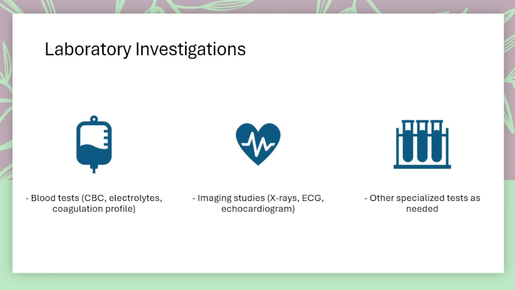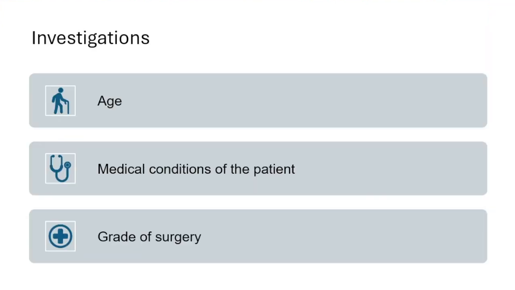Once we do the examination, then we have to do only the relevant investigations. It's not necessary to do a lot of investigations, and you do them only if they are indicated. A fit, healthy person doesn't need any investigation. To decide what investigations to do, you need to consider the age of the patient, the medical conditions of the patient, and the grade of the surgery. Next slide.